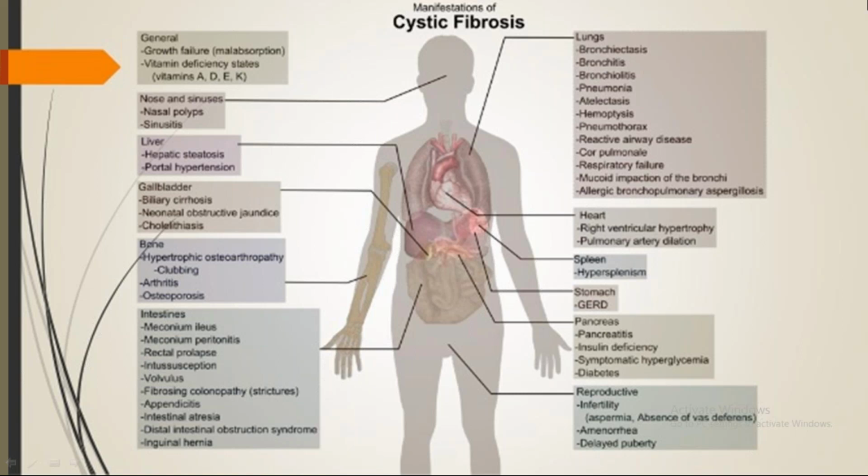In the lungs, it can lead to bronchiectasis due to the obstruction by mucus plugs. Due to obstruction of bronchioles by mucus plugs, it can lead to bronchiectasis, bronchitis, bronchiolitis, pneumonia, atelectasis, etc. In the heart, it can lead to right ventricular hypertrophy and pulmonary artery dilatation. In the spleen, it can lead to hypersplenism. The stomach can have GERD. In the pancreas, it can cause pancreatitis, insulin deficiency, diabetes, and symptomatic hyperglycemia. In the reproductive system, it can lead to infertility, amenorrhea, and delayed puberty.